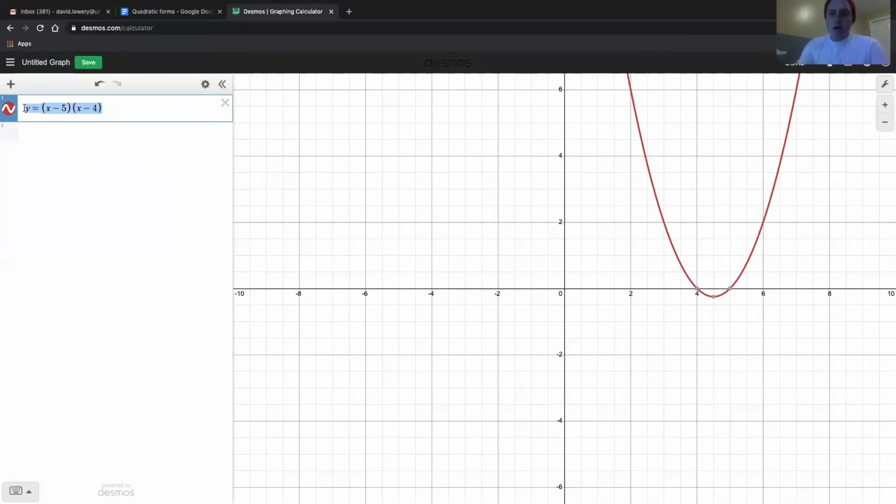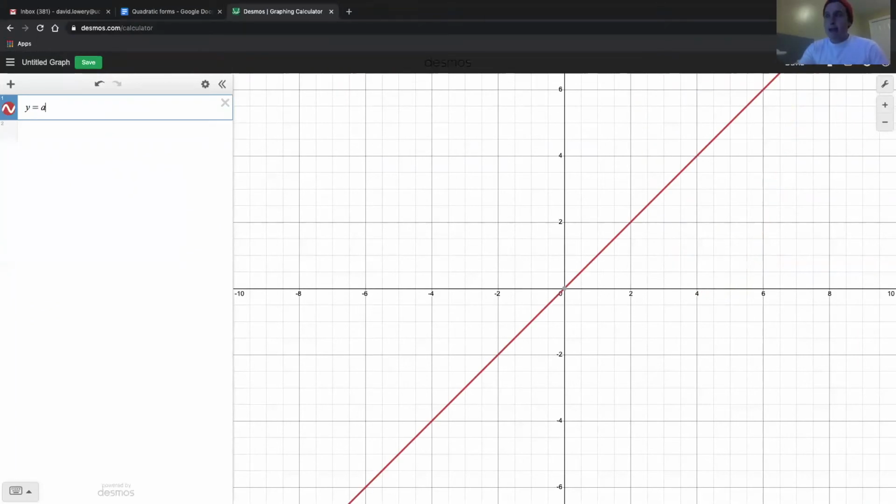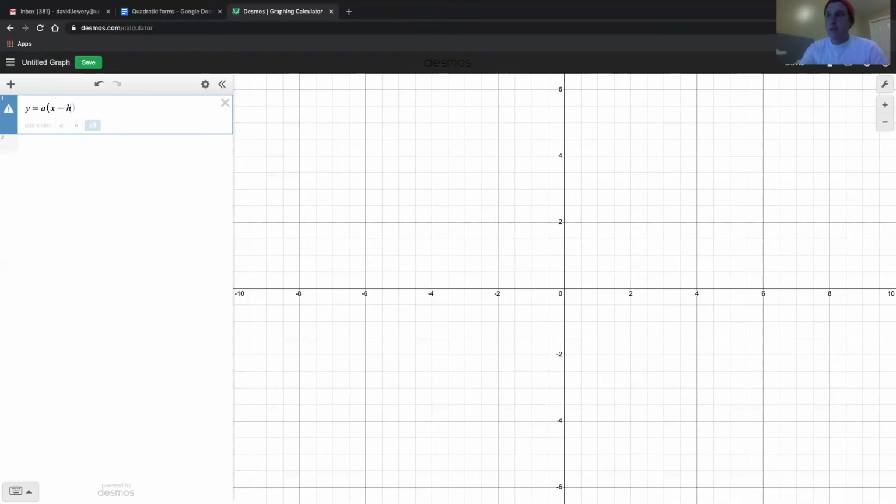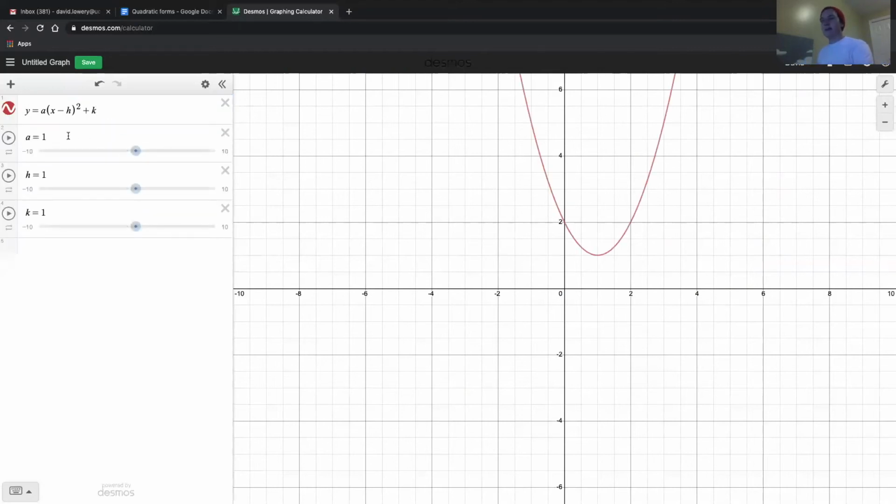All right, so we've got y equals a, and then we have x minus h, and then we have our squared, and then we have plus k. Okay, so let's make a slider for each of those. Again, they're just going to default to 1, 1, 1, 1. So right now, this is just x minus 1 squared plus 1. Notice here's my vertex, right here at 1, 1.